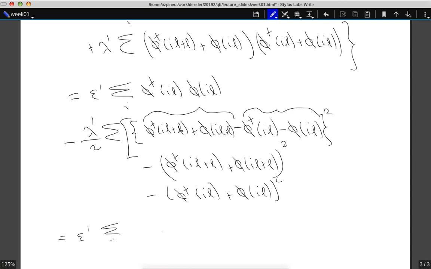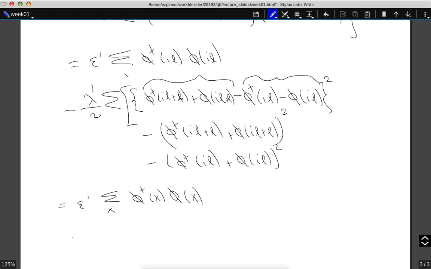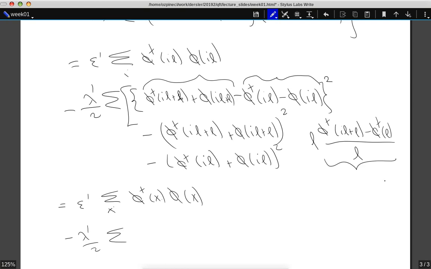Well, there's a sum over x, phi dagger x, phi of x, minus lambda prime over 2. Well, here, you see, in that first term, I have phi plus IL plus L minus phi dagger L. Let me divide by L and multiply by L. But this piece, in the limit L goes to 0, it just becomes the derivative with respect to position. So that is why I made this one.